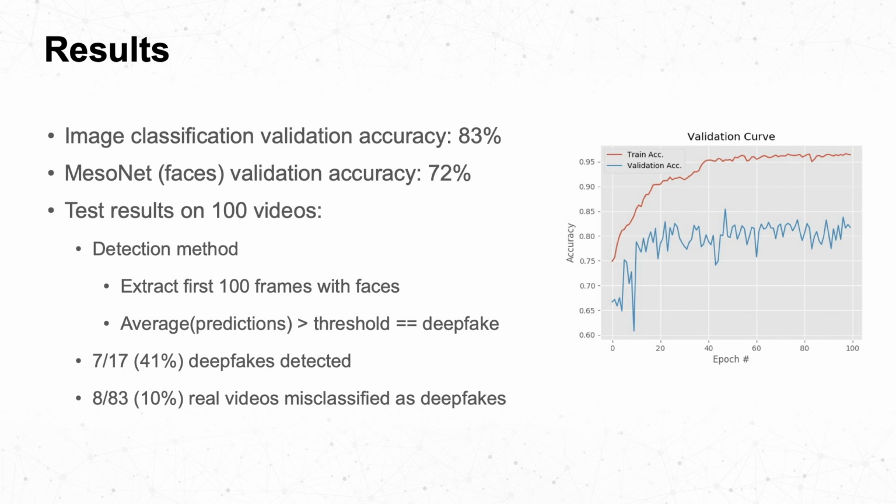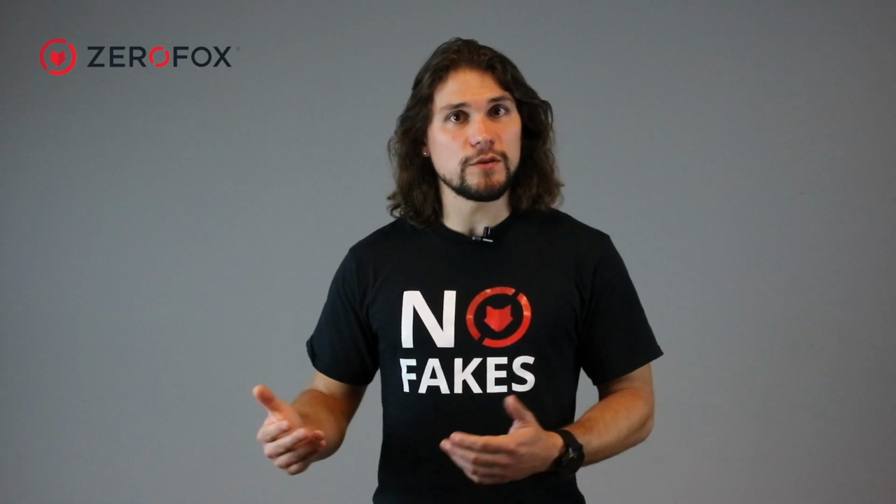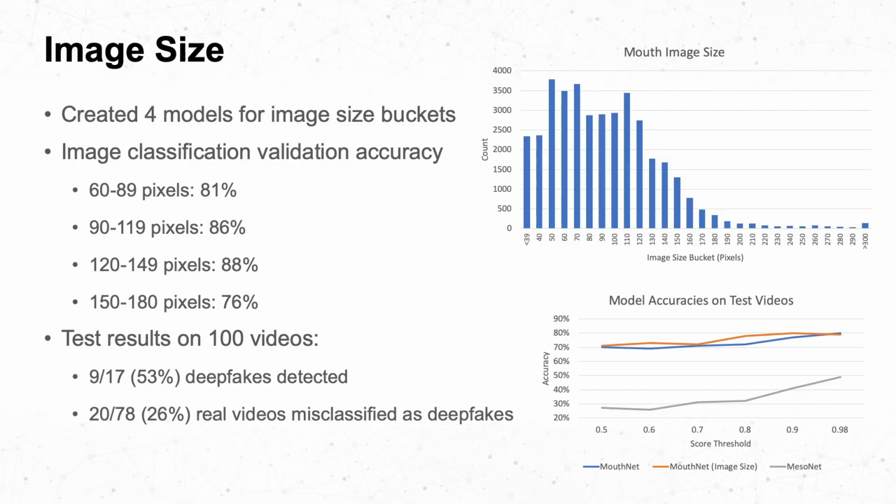One other area of research that I looked into was, are the convolutional neural networks that we're creating to detect deepfakes actually scale invariant? There's been emerging research recently that convolutional neural networks are not always scale invariant, and it depends on the problem that you're working on, which is part of the reason why we have ideas like progressive resizing starting to enter into popularity these days. So what I did is I created 4 different image buckets. You can see those buckets here on the slide: 60 to 89, 90 to 119, 120 to 149, and 150 to 180 pixels. For each of these buckets I created for the mouth sizes, I then trained 4 different MouthNet models. You can see their classification accuracies there.